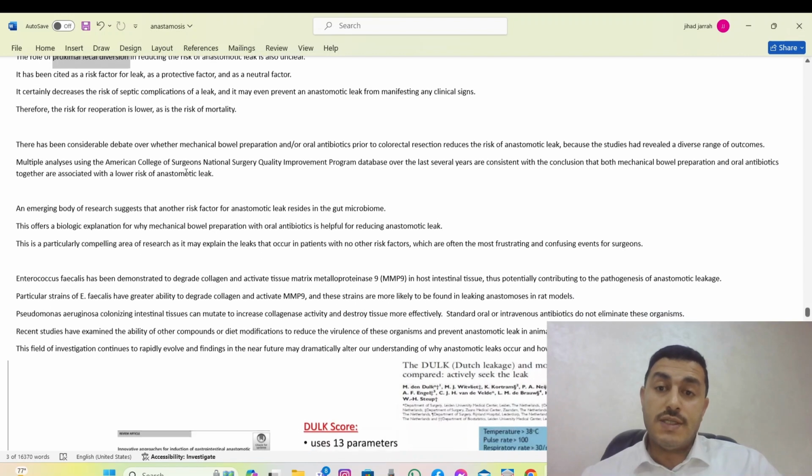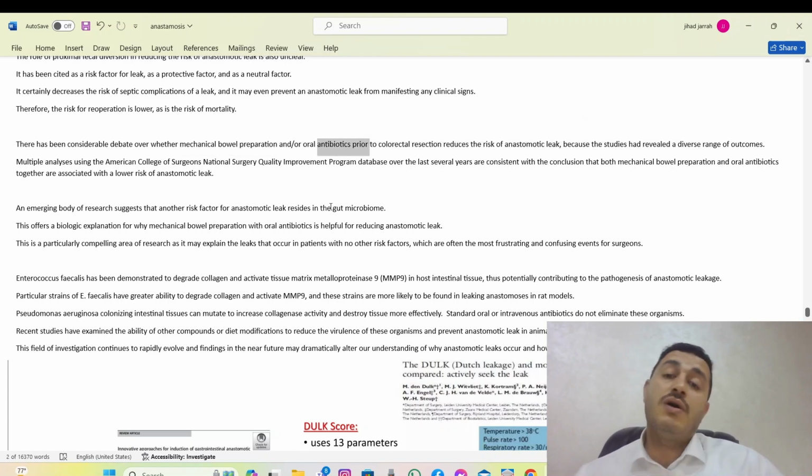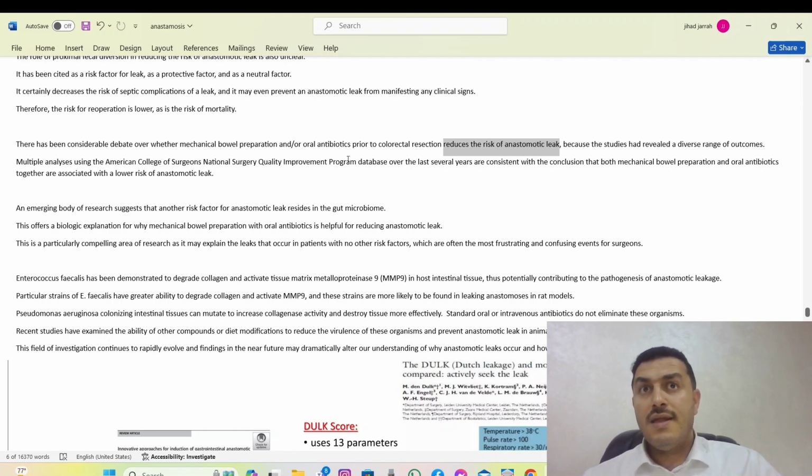What is known well to decrease the risk of leak is the usage of mechanical bowel preparation plus oral antibiotic. I hope that you can forget "or" here. Mechanical bowel preparation plus oral antibiotic. If you remember from the lecture of ERAS, these are associated with reduced risk of anastomotic leak, and this highlights the importance of the gut microbiome.